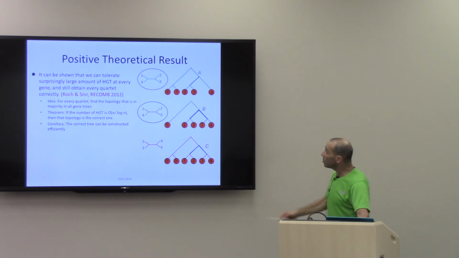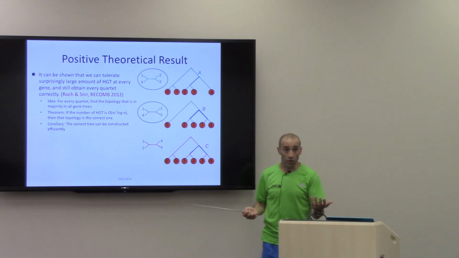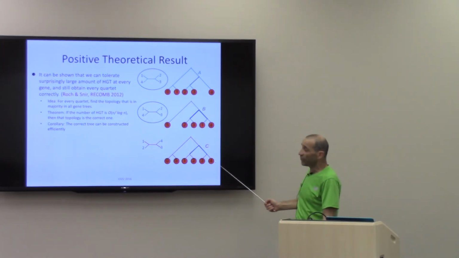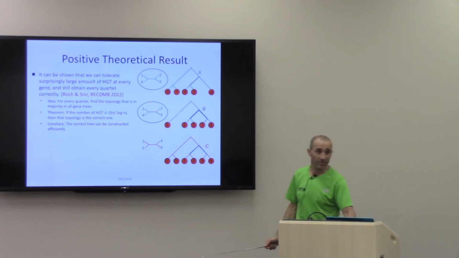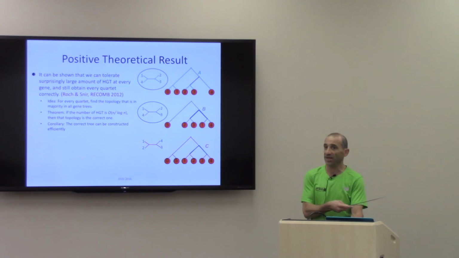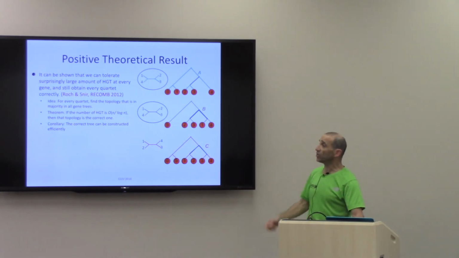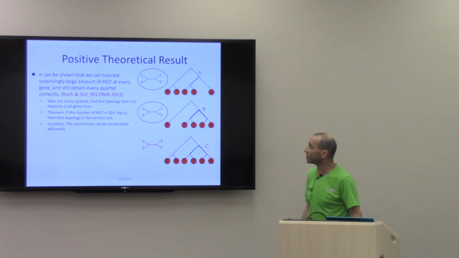Why? Because every quartet is correct. We can have them all. For every one of the n choose 4, we just do the majority voting, as Eliran does in practice. Now we get everyone correct, and we just run, not MQC, we just construct the tree because they are correct.